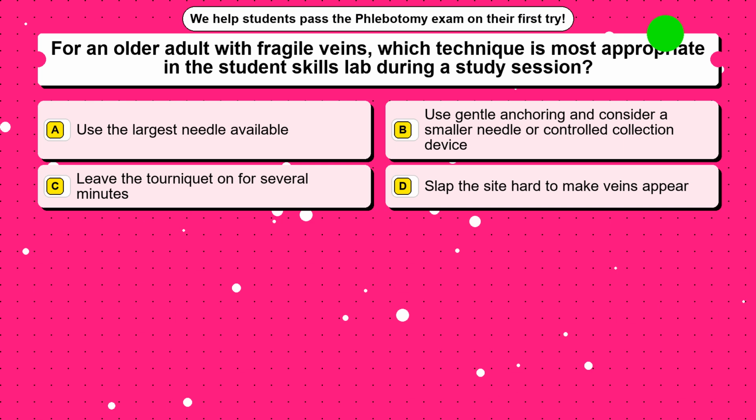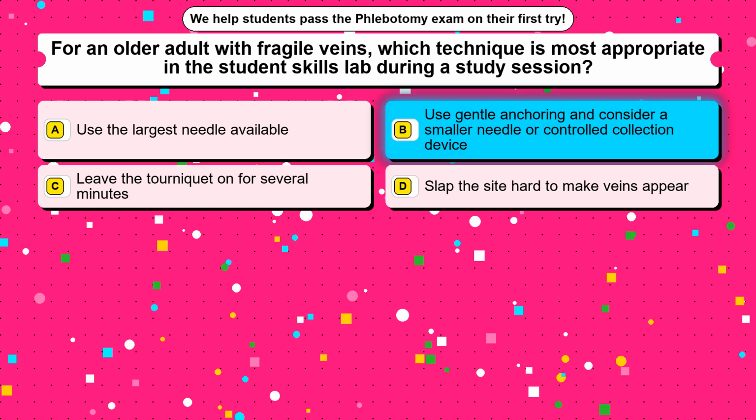Question 58. For an older adult with fragile veins, which technique is most appropriate in the student skills lab during a study session? Option A. Use the largest needle available. Option B. Use gentle anchoring and consider a smaller needle or controlled collection device. Option C. Leave the tourniquet on for several minutes. Option D. Slap the site hard to make veins appear.